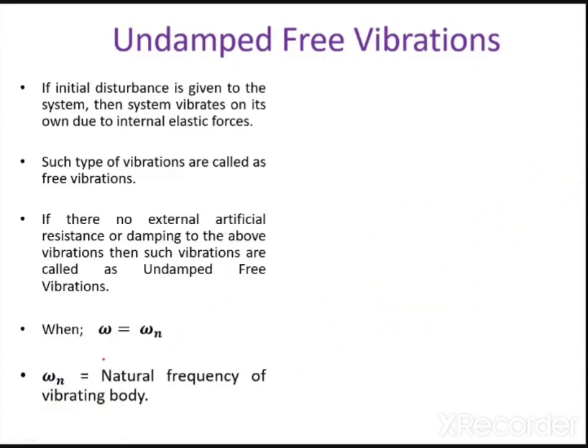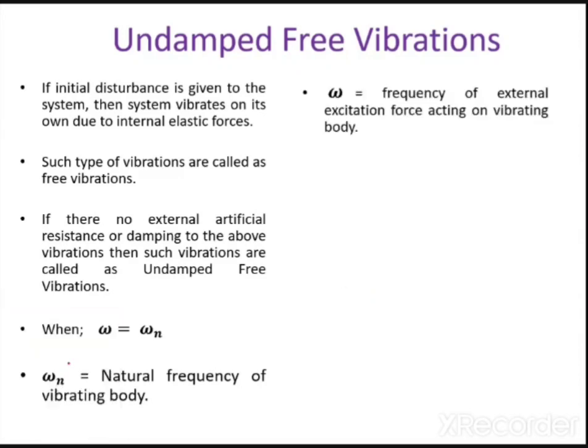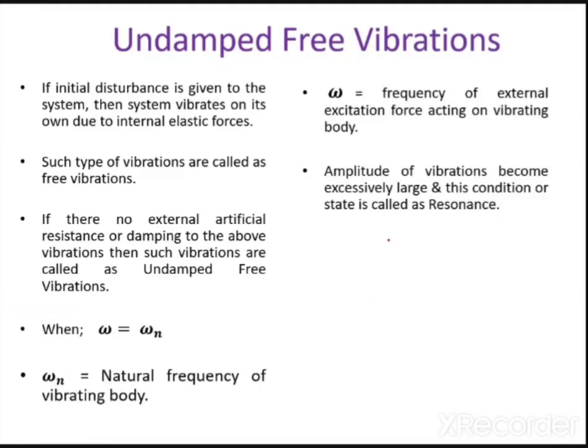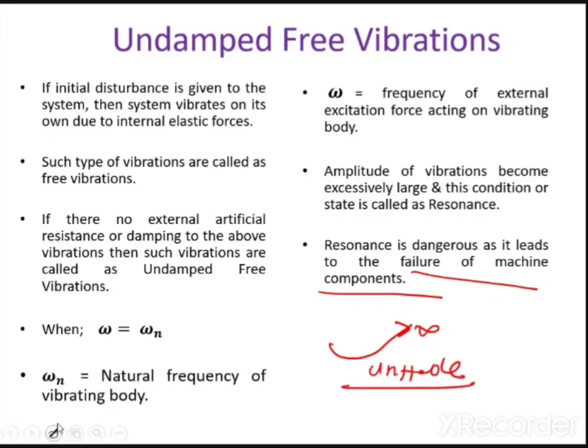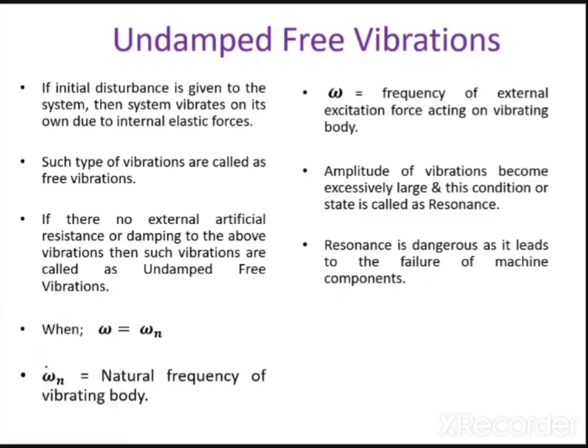But as an engineer, we are interested in avoiding the resonance. Omega n is the natural frequency of the body. Omega is the frequency of the external action. So when the amplitude of vibrations becomes excessively large, this state is called resonance. Resonance is dangerous as it leads to the failure of the machine component because the graph goes to infinity. This means the system becomes unstable. Okay, so this PPT I'll be giving you.